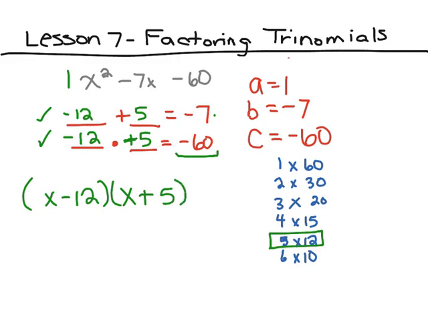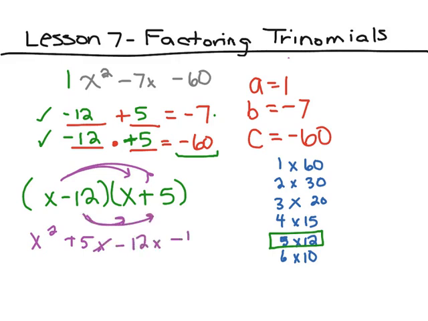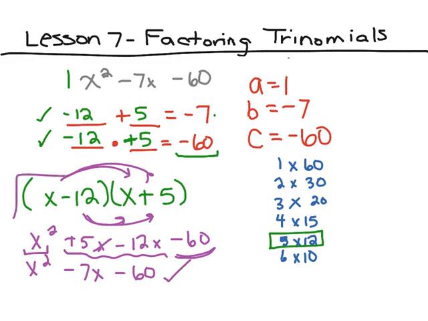To verify, we multiply it out. So we have x times x, which is x squared, plus 5x minus 12x minus 60. Combine the like terms. Negative 5 minus 12 is negative 7x, minus 60. This works, so we factored it properly.